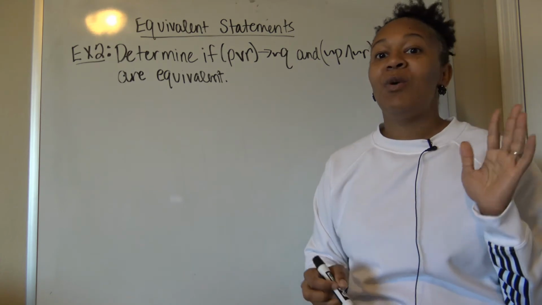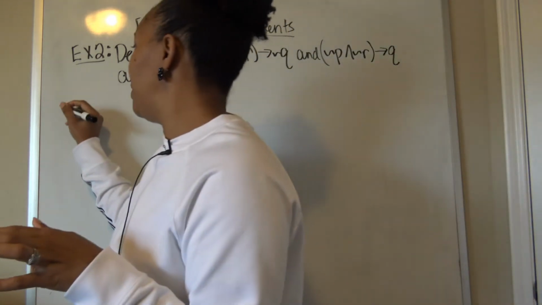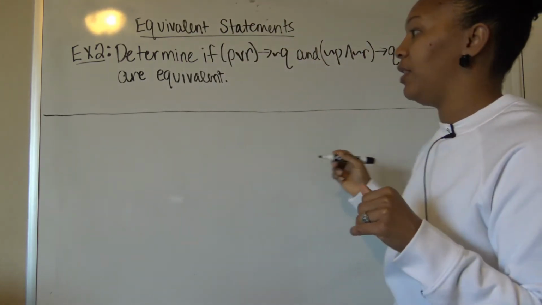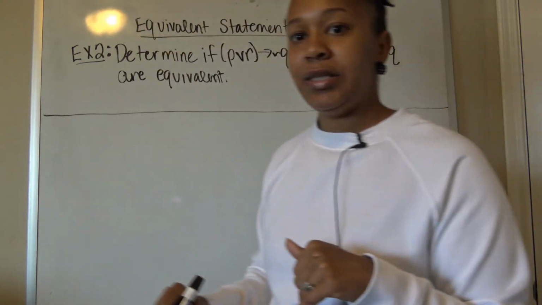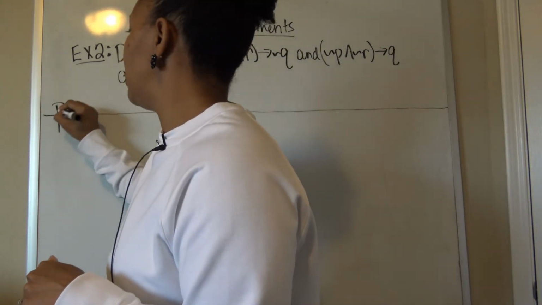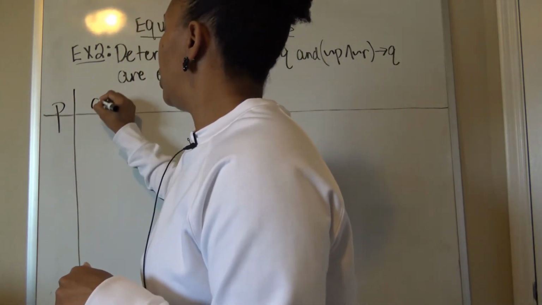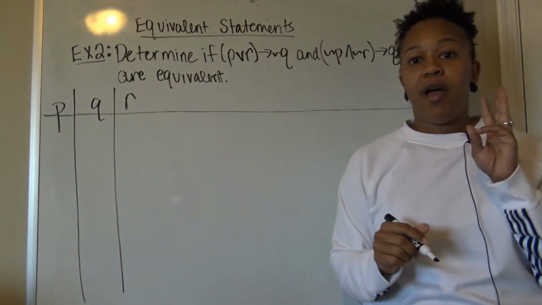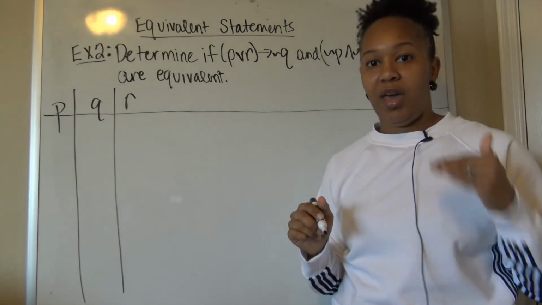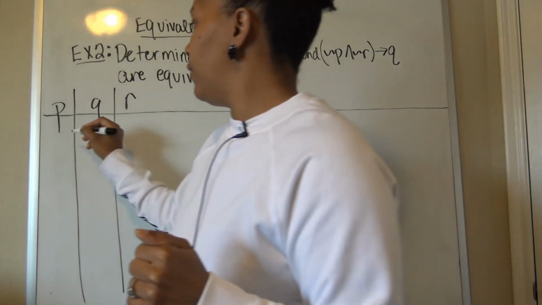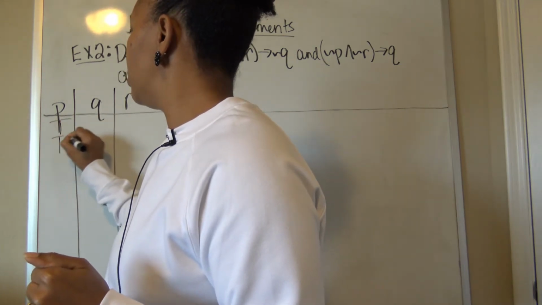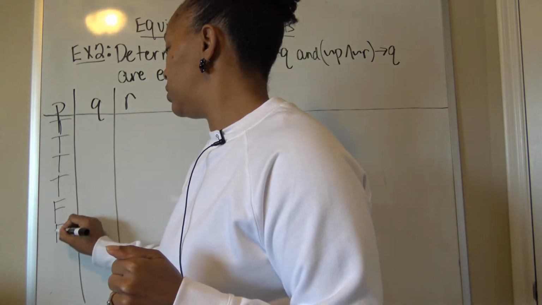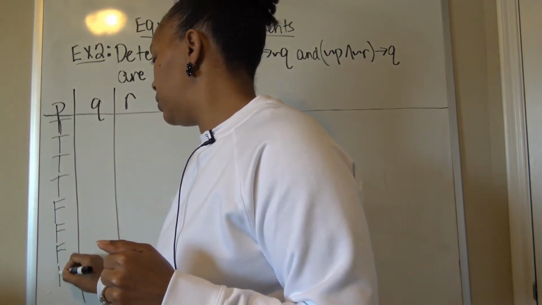So this time we're going to have a truth table that's going to be bigger. I'm going to try my best to make it all fit on here, and I think I'm going to need this whole space. So I'm going to start off with P, Q, and R. And remember, whenever you have three simple statements, you'll actually have 8 rows in your truth table. So your first column starts off true, true, true, true, false, false, false, false.